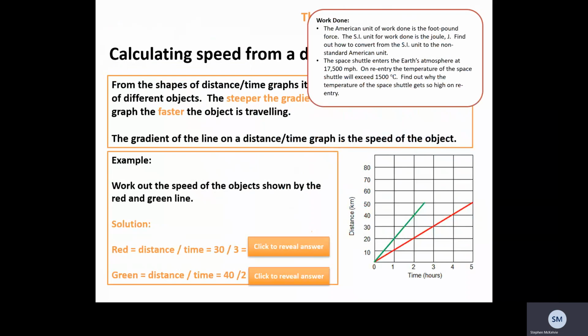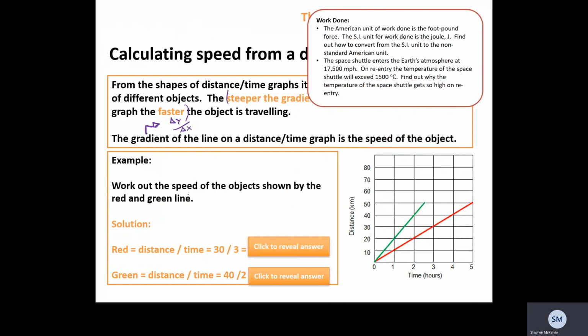How can we calculate speed from a distance time graph? You can see here that the steeper the gradient, the faster the object is traveling. The gradient in the line of the distance time graph is the speed of the object. What does that mean? To calculate the gradient, we just do difference in y divided by the difference in x. So let's look at an example.